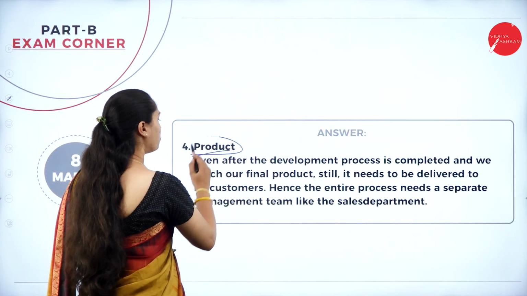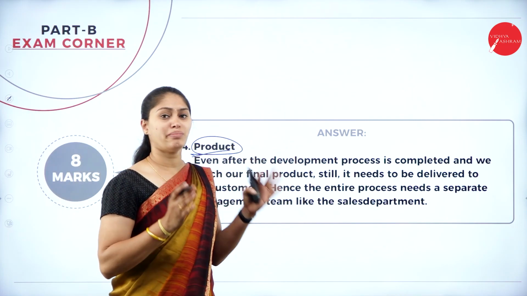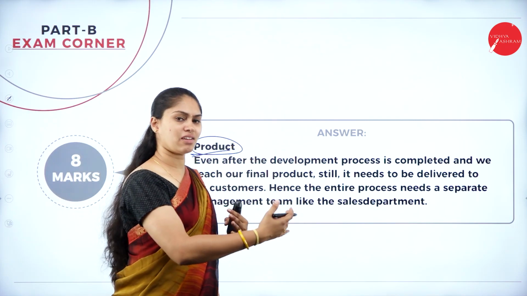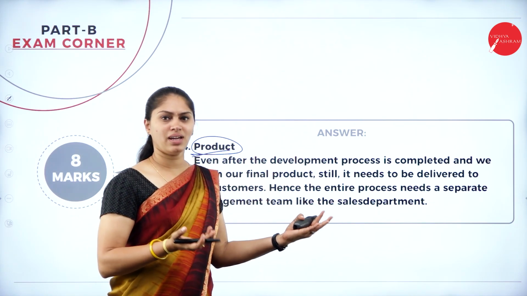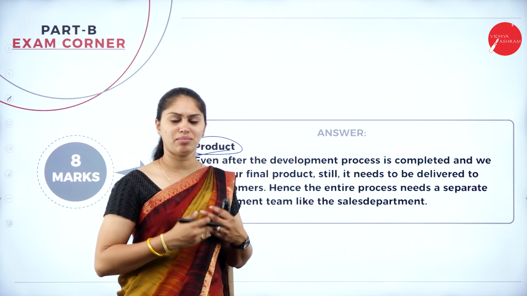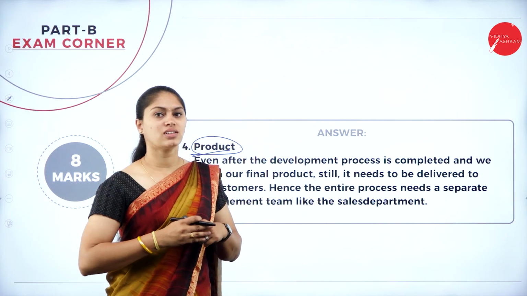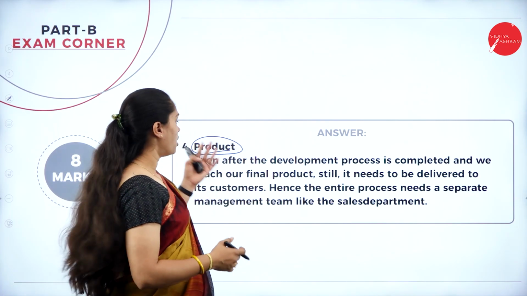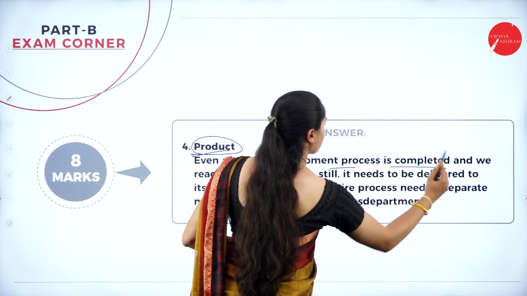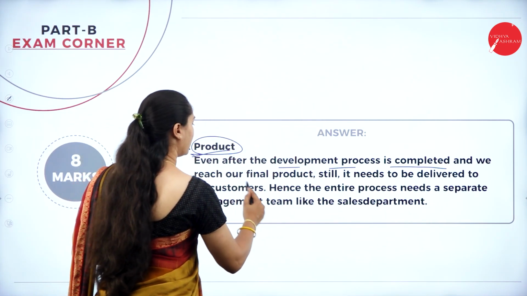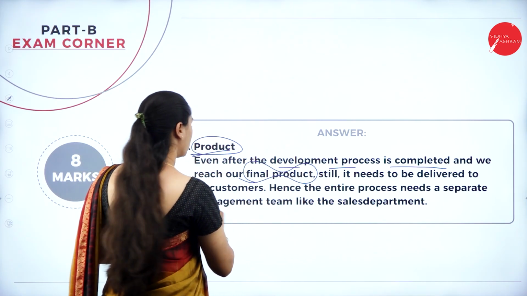Next, what we have? Product. So what you have to remember here, in all the stages we have to manage. If I am not managing the requirement phase or requirement process properly, then I wouldn't be able to understand what the requirements of a customer are. If there is no communication between the user and analyst, then we can't expect the final product or a result. So here, after the development process, we are going to get the complete resultant or final product. So that needs to be delivered to its customer.